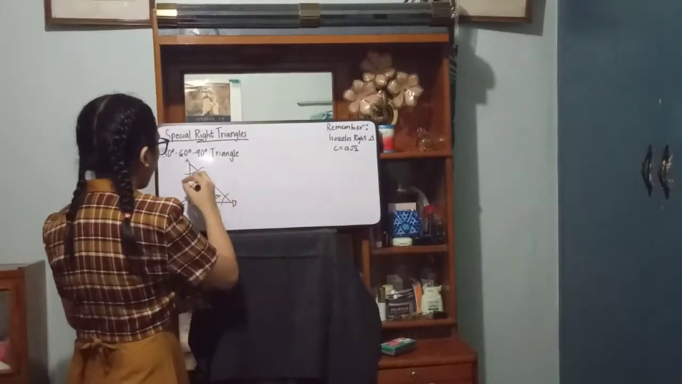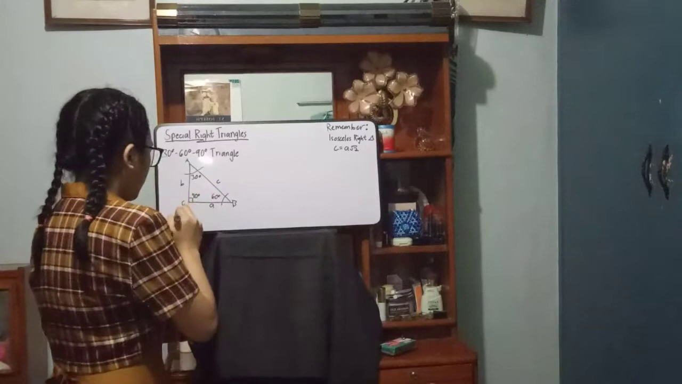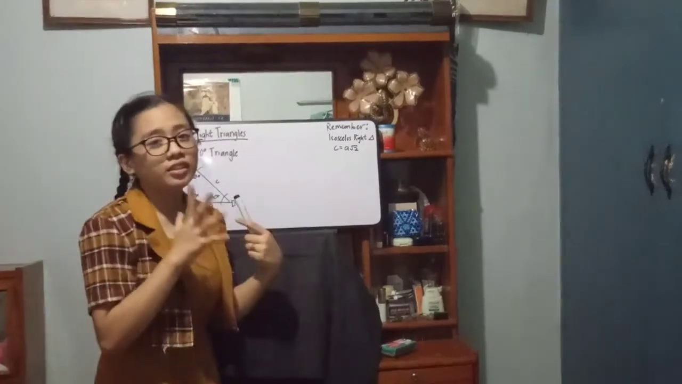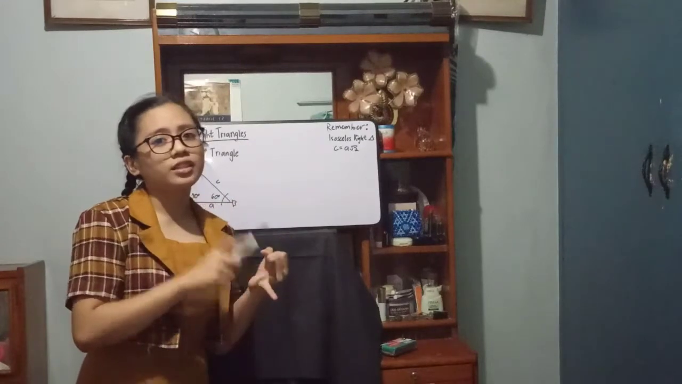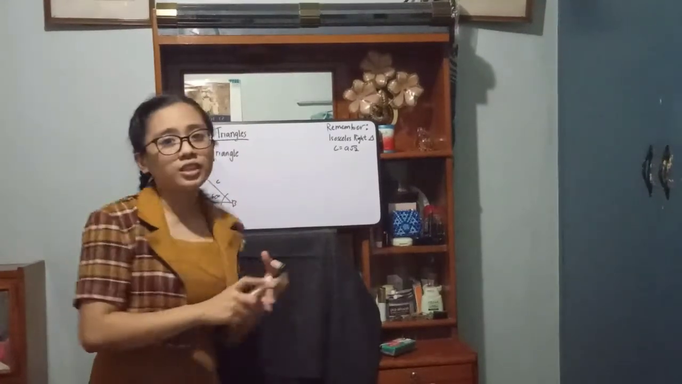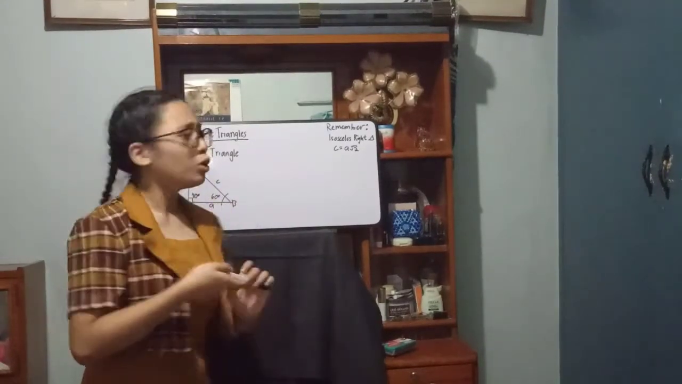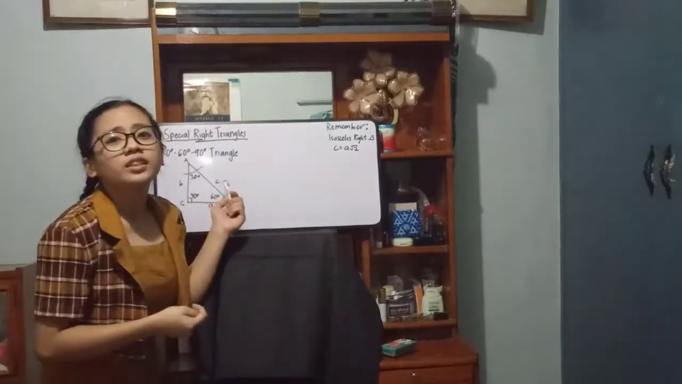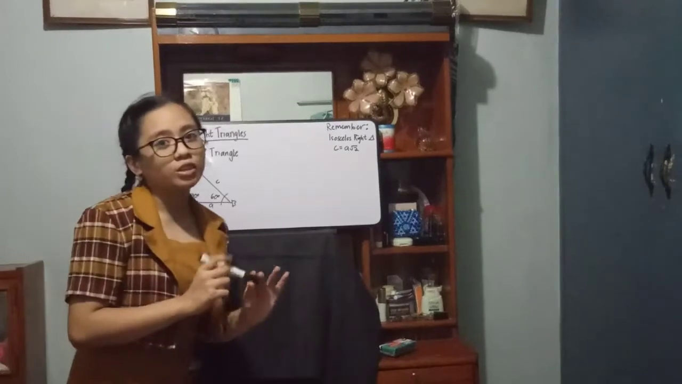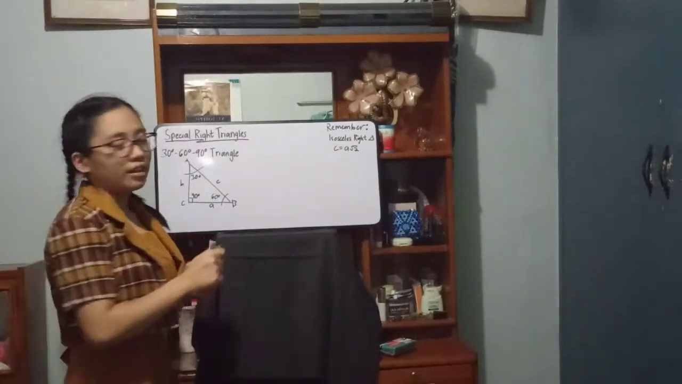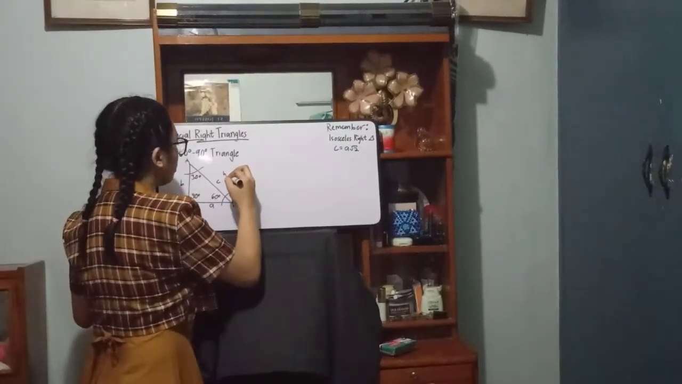So there are three sides here, right? The first is the shorter side, second is the longer side, and the third side is the hypotenuse. So in this triangle, c is automatically the hypotenuse because it is the side that is opposite the right angle. So this is our hypotenuse.